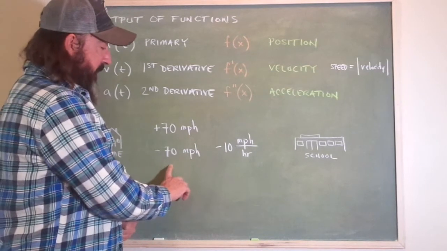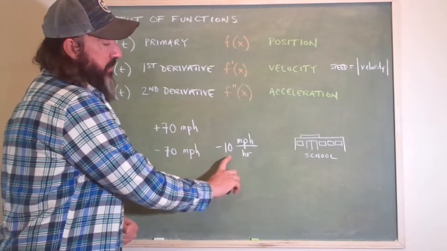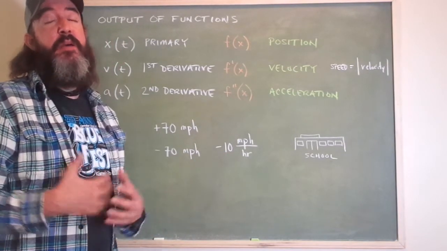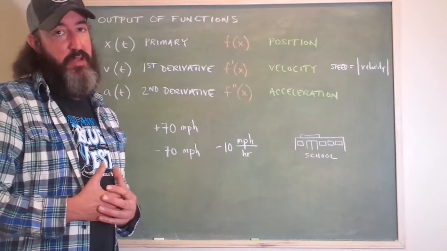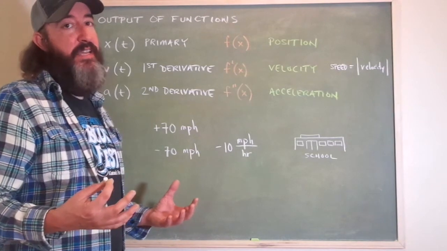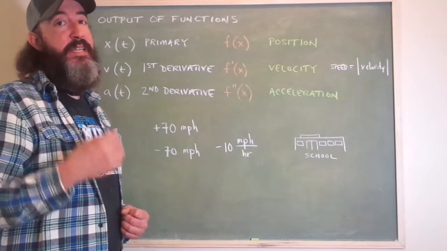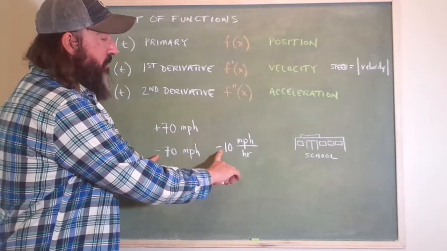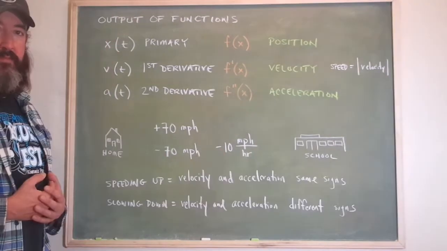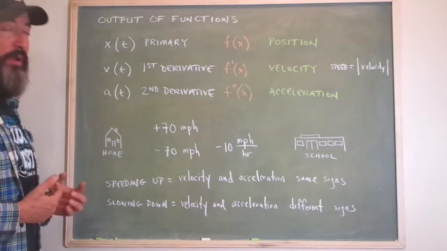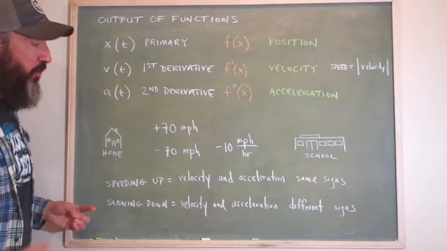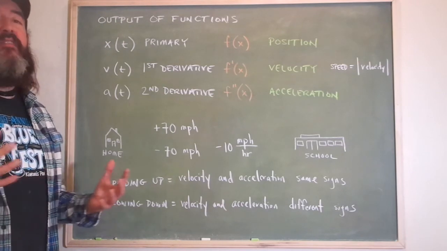If my velocity is negative 70 miles per hour and I apply an acceleration of negative 10 miles per hour squared, that means in 1 hour's time, my velocity will be negative 80 miles per hour. And if my velocity is negative 80 miles per hour, that means my speed is 80 miles per hour. Notice if my velocity and my acceleration are the same sign, that means I'm speeding up. An object is speeding up when its velocity and acceleration have the same signs. An object is slowing down when its velocity and acceleration have different signs.